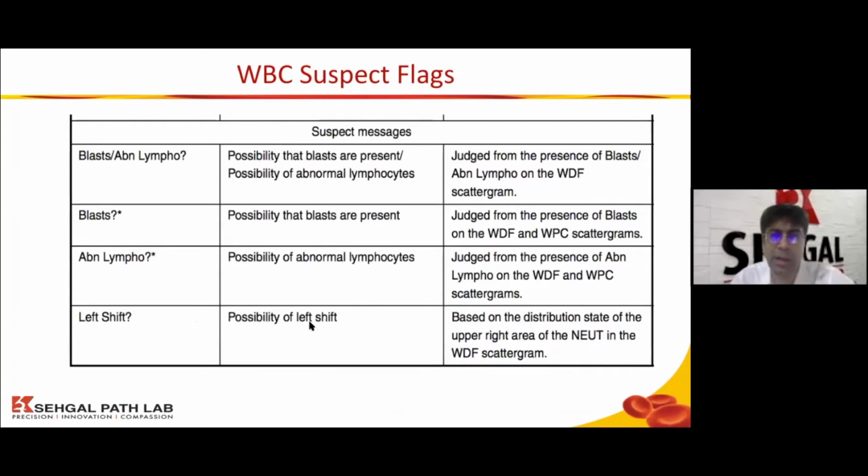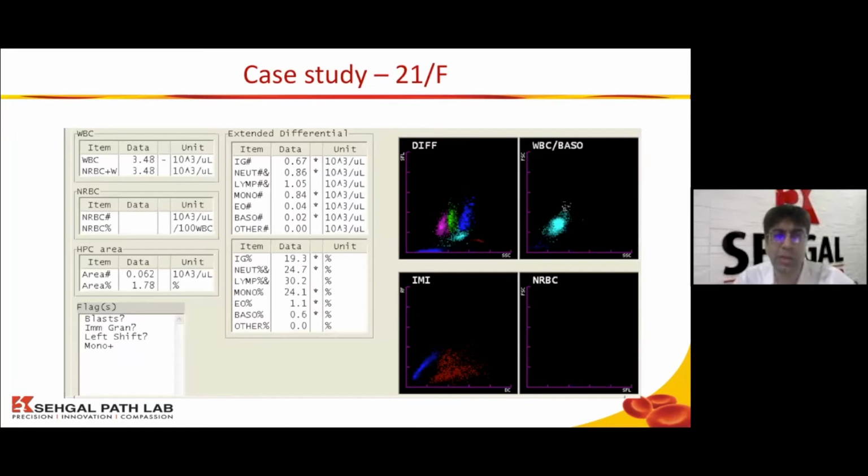Now, similarly, in WBC, you may have suspect flags. As I mentioned, this may be based on abnormal lymph or blast, or query left shift is present based on the scattergram. The machine recognizes that there might be a few band forms or left shift or IG. It will give you a flag and ask you to review your smear.